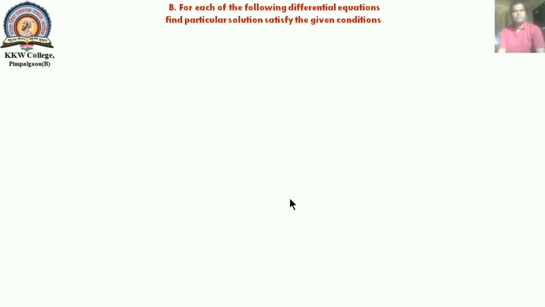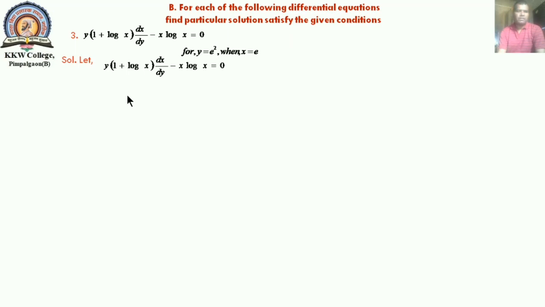Next example is y into (1 plus log x) dx by dy minus x log x is equal to 0. The given condition is that y is equal to e square when x is equal to e. For that, we'll first find the general solution of the given differential equation. Transfer x log x to the right side, so you'll get y into (1 plus log x) dx by dy is equal to x log x.